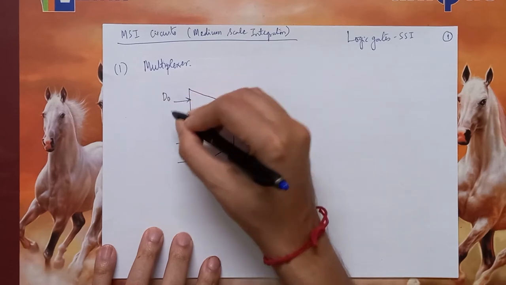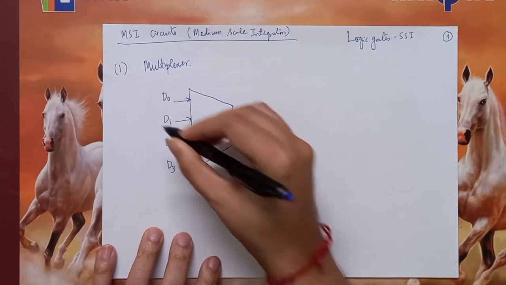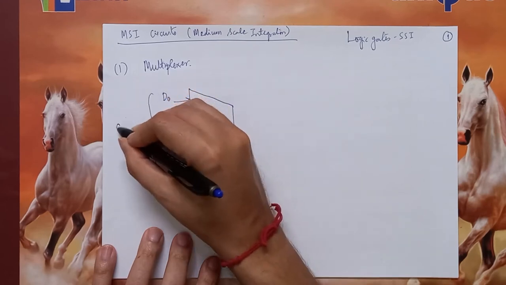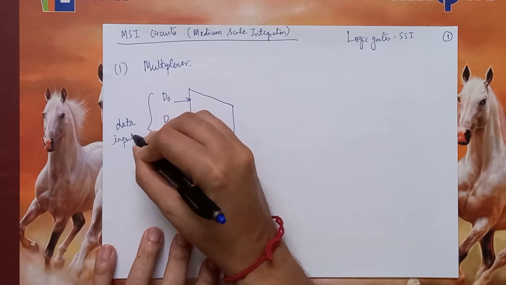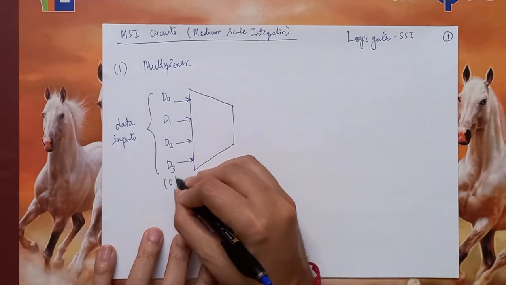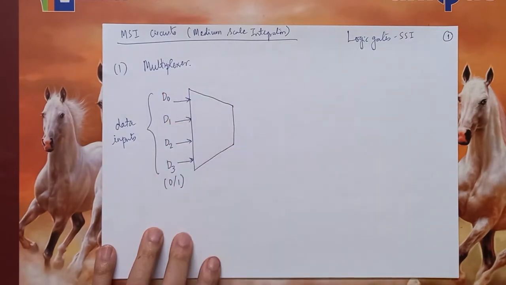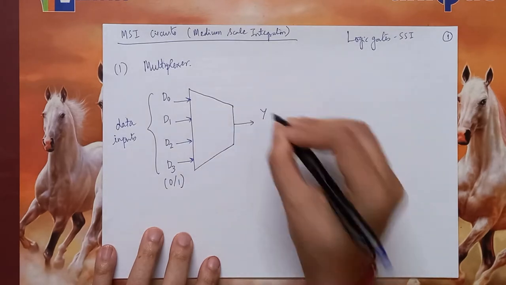Let's call them D0, D1, D2, and D3. They are called data inputs. Now each of them is a binary value, that is either 0 or 1. But as you can see, the number of data inputs should always be a power of 2. And there is one output called Y.